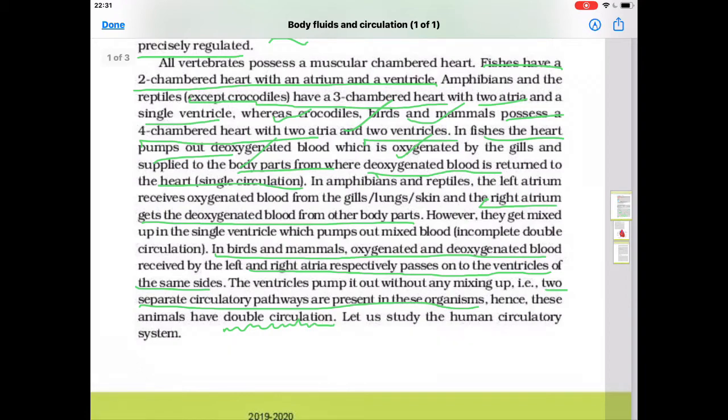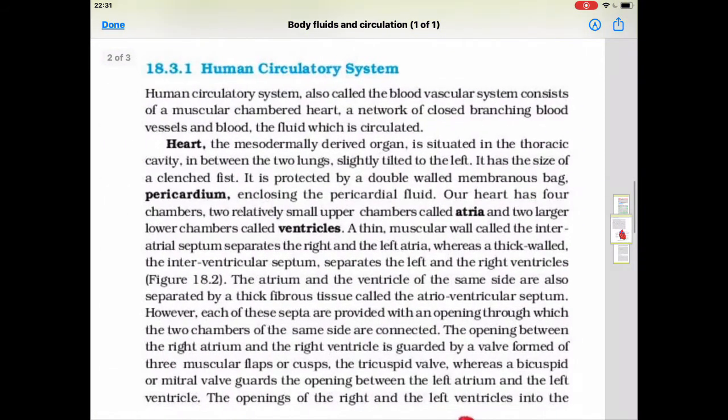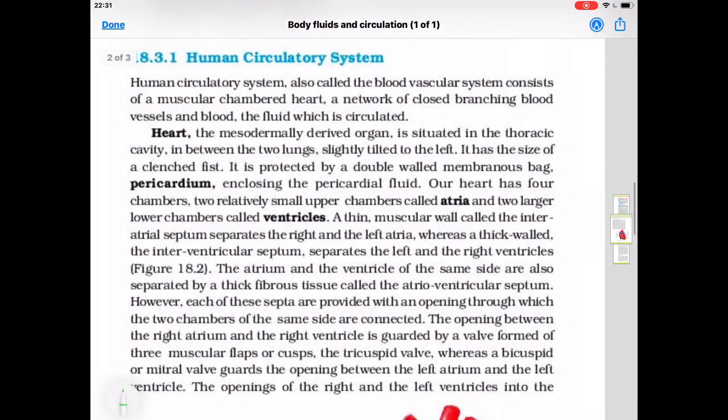Next is the human circulatory system, also called the blood vascular system. It consists of a muscular chambered heart, a network of closed branching blood vessels, and blood. The heart is a mesodermally derived organ, situated in the thoracic cavity, in the thorax region, between the two lungs, and is slightly tilted to the left. It has the size of a clenched fist. Clenched fist means closed fist, band muthi.